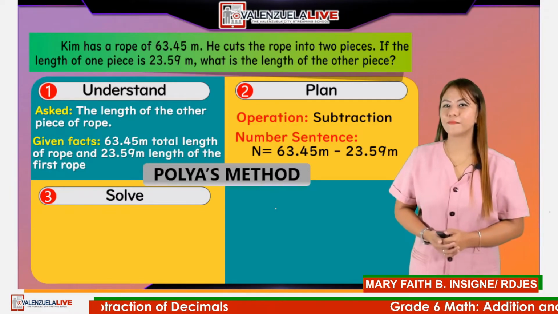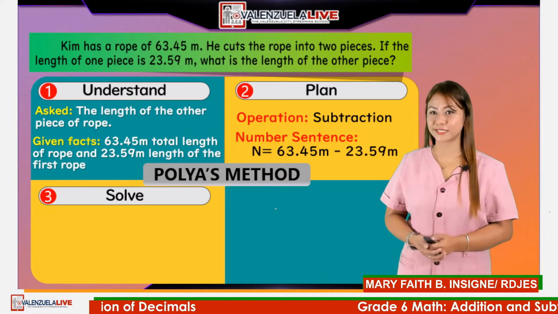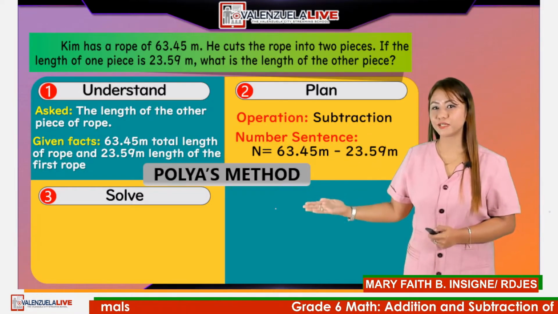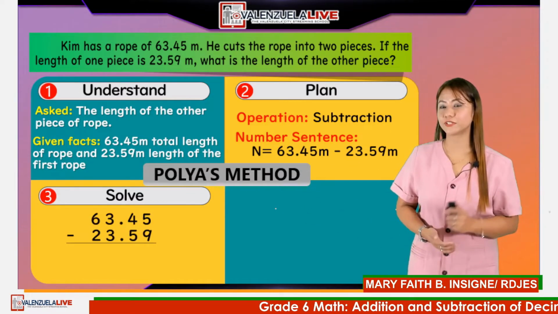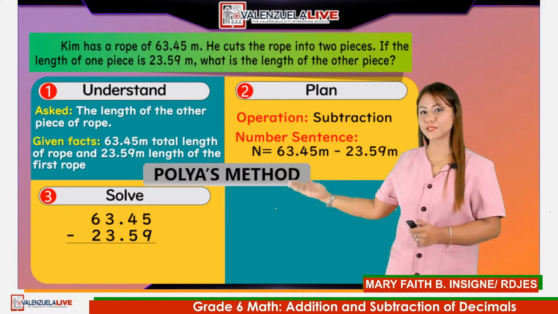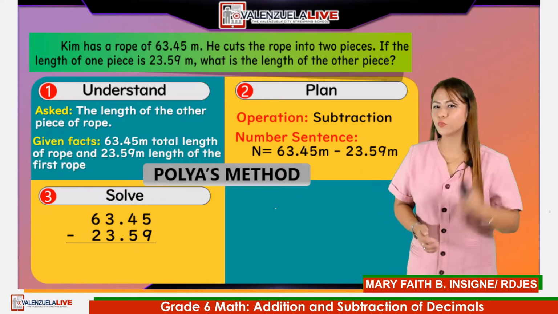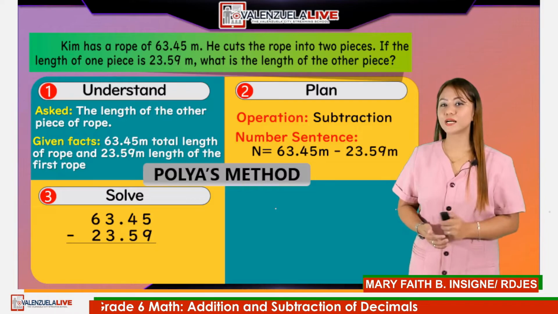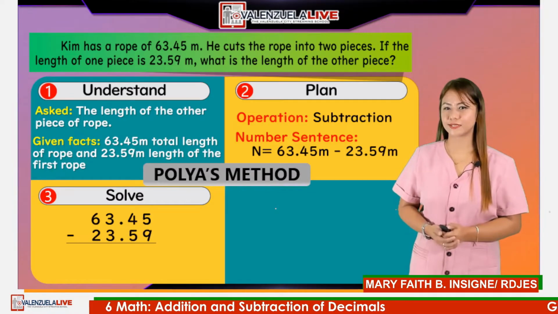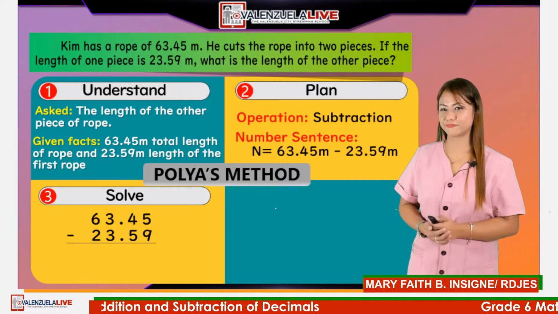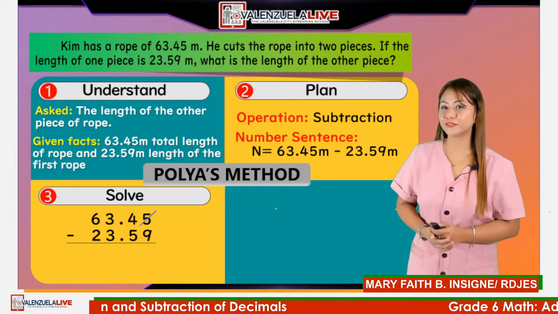Then solve by following the steps in subtracting decimals. First, we must align the decimal point and the digits according to their place value. Since the decimals have the same number of decimal digits, we don't need to annex 0. Next, subtract like whole numbers. Let's start subtracting from right going to left. Begin with 5 minus 9.